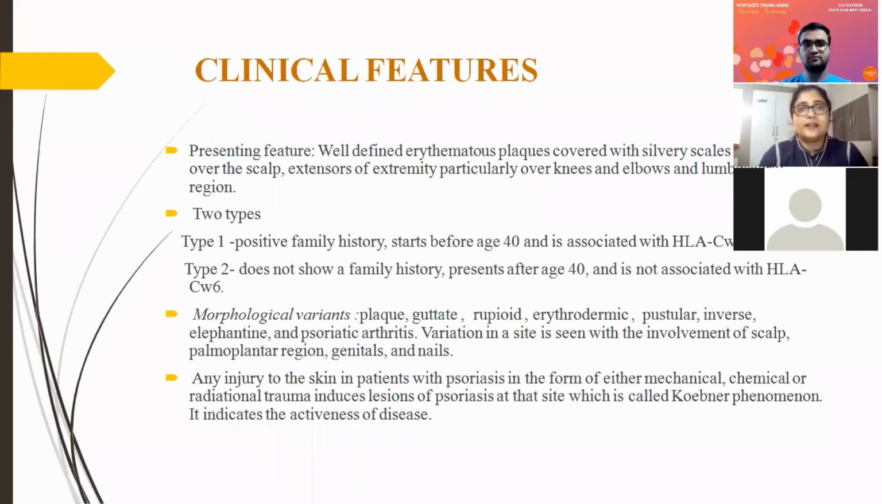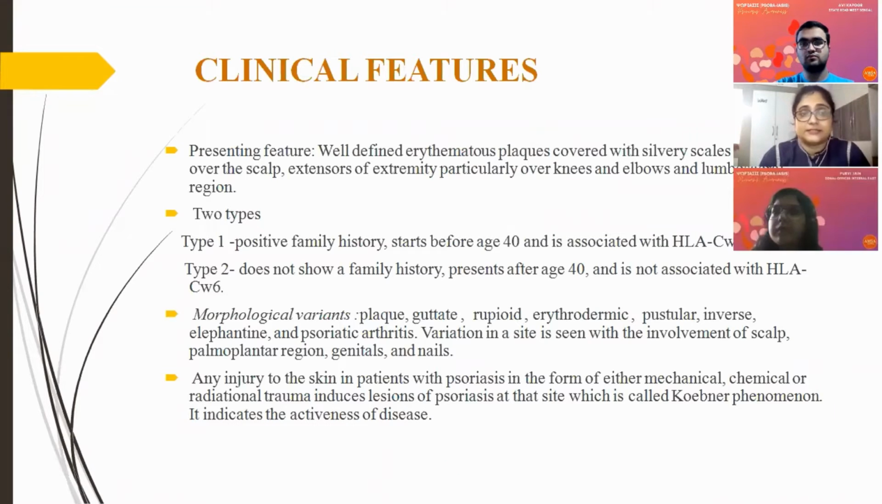Now, what are the clinical features? Mainly the diagnosis is done by clinical features. Histopathology is rarely necessary. So the presenting features are well-defined erythematous plaques covered with silvery scales, commonly over the scalp, extensors of the extremity, particularly over knees and elbows, and the lumbosacral region.